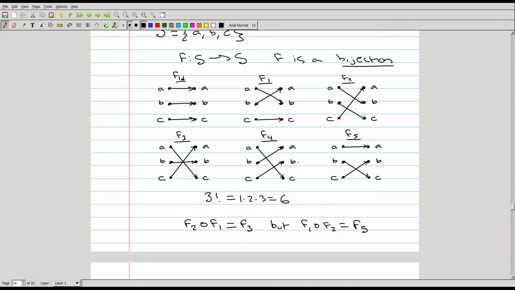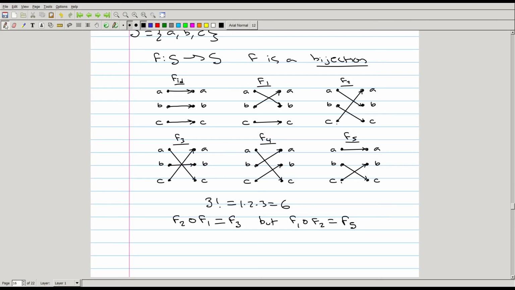But F1 composed with F2 is going to be F5, because F2 maps A to B, F1 maps B to A, so F1 composed with F2 maps A to A. F2 maps B to C, and then F1 maps C to C, so F1 composed with F2 maps B to C. And then F1 composed with F2 maps C to B, because F2 maps C to A, F1 maps A to B, which is exactly the same thing as F5, which maps C to B.